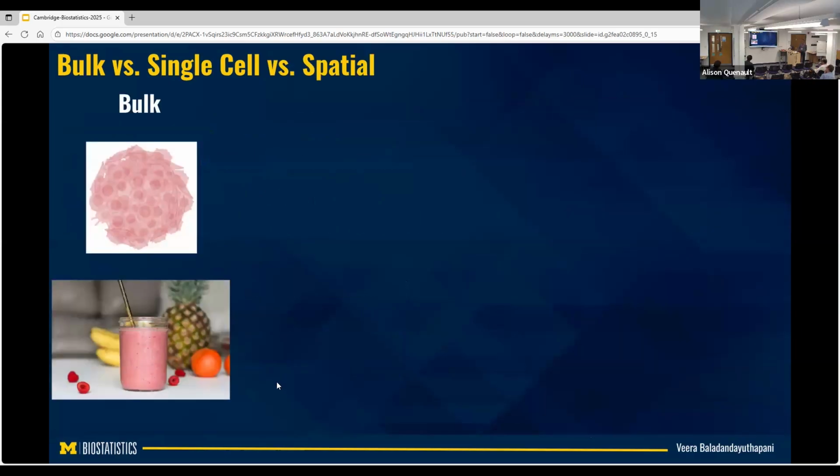So just to set it apart, genomics has been around for many years. The canonical one is bulk sequencing. You can think about it like getting a lot of cells from the tissues, extracting some biological material, and running it through an assay. So you can think about it like a mishmash of different types of cells.